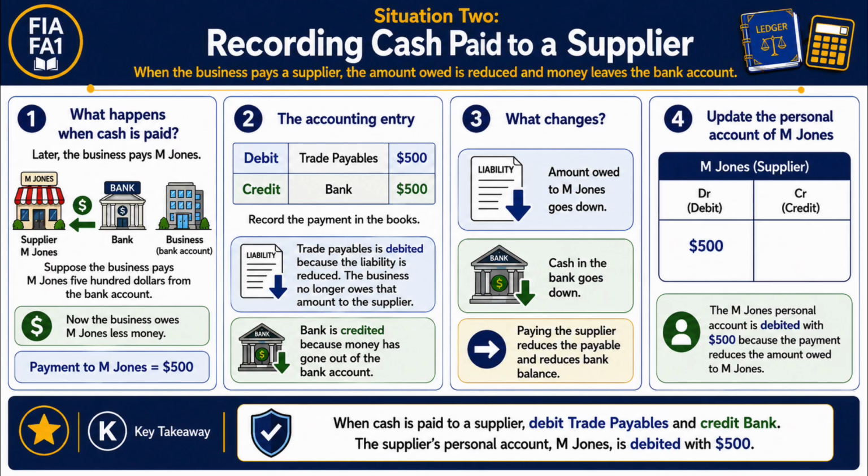Let us explain this. The trade payables account is debited because the liability is reduced. The business no longer owes that amount to the supplier. The bank account is credited because money has gone out of the bank account. At the same time, the M. Jones personal account in the payables ledger is updated. The M. Jones account is debited with $500 because the payment reduces the amount owed to M. Jones. For supplier accounts, remember, debit means the business owes less. So when the business pays a supplier, the supplier account is debited. Why? Because the payment reduces the amount owed to the supplier.